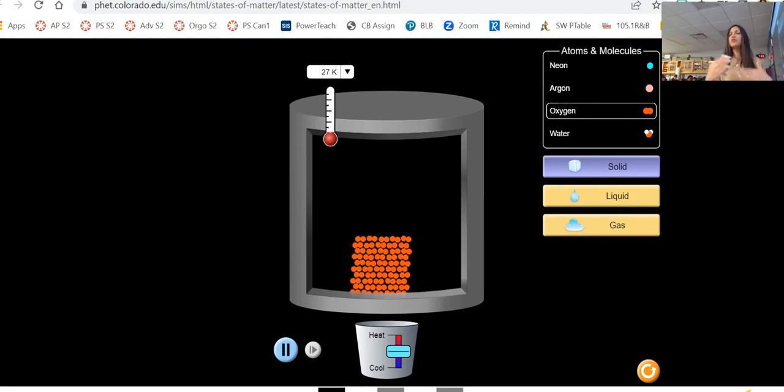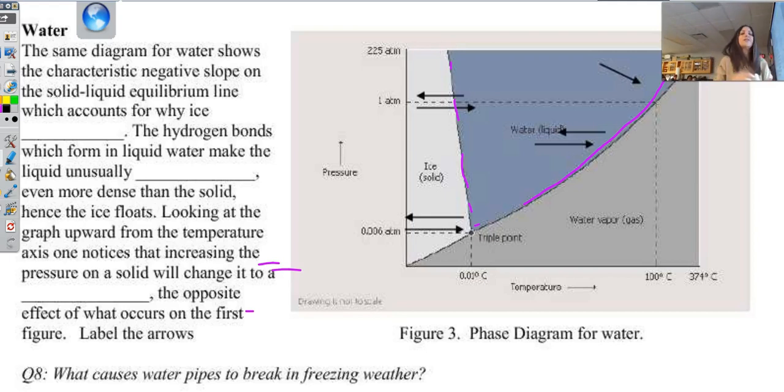But water, just because of the different IMFs and the way that the hydrogen bonds form with the water molecules, that's the reason why. Okay, so let's fill in some of these blanks here.